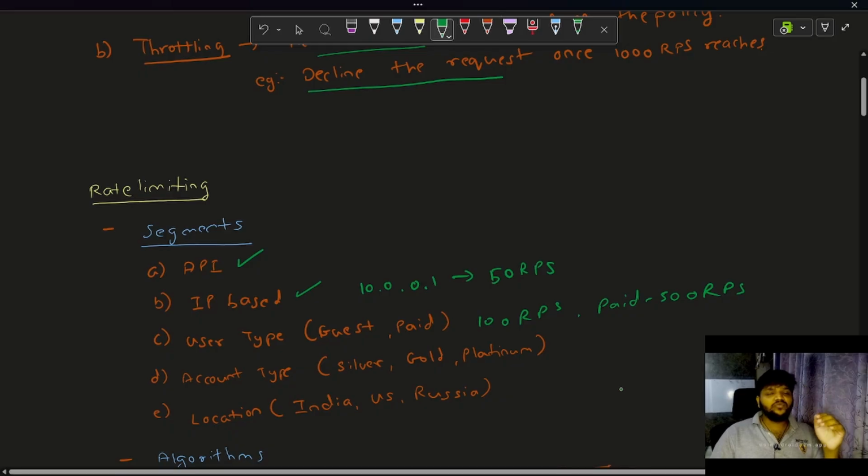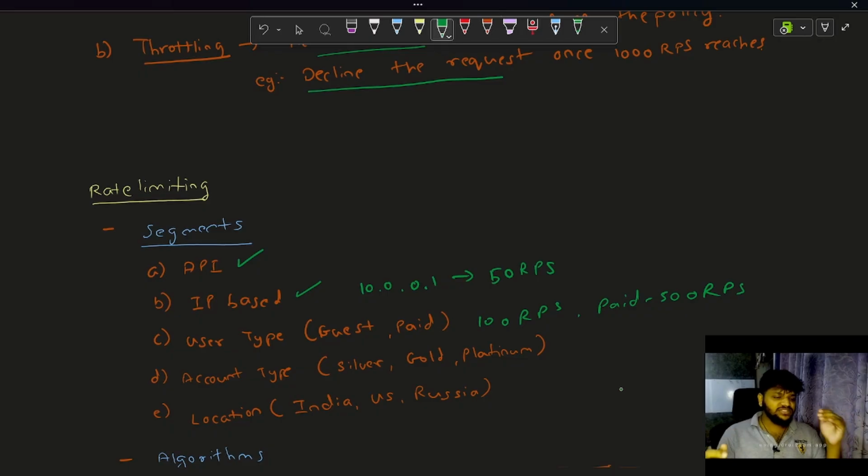Then comes the account type. Again, at the account type there can be multiple things: silver account, gold account, platinum account, whatnot. Based on that, we allow them requests per second, saying only this many requests you are allowed to use. Then comes the location type. Different regions are there, like India, USA, Russia. Let's take an international example. From India, if we are getting requests from this particular region, overall I can allow this many requests, but from Russia I can allow only so many requests.